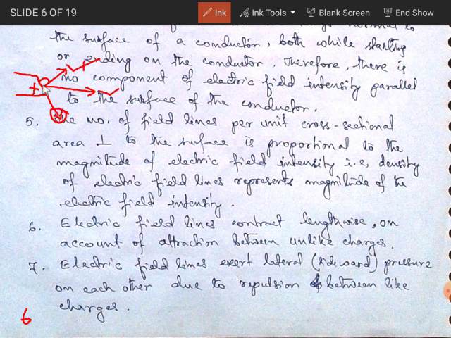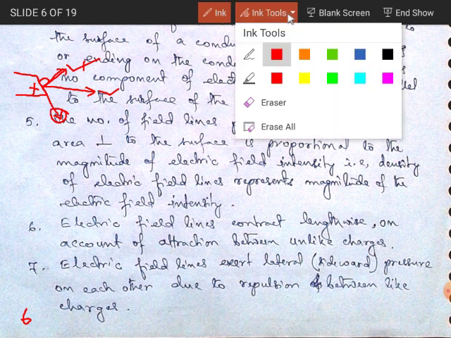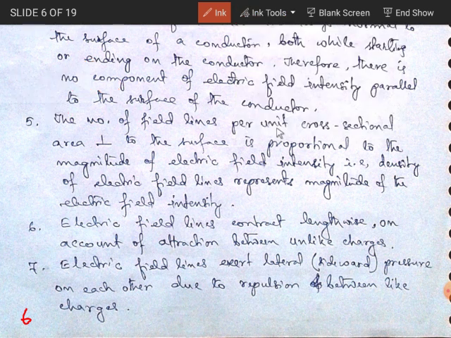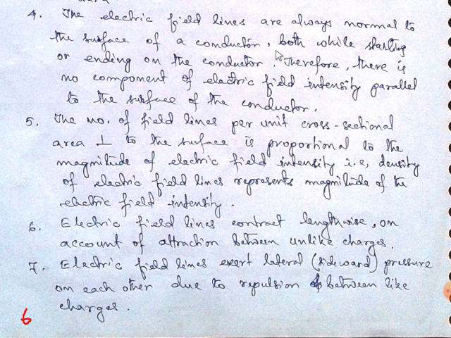But as electric field lines come out perpendicular to the surface, this component will not be there. Got it? The component parallel to the surface will not be there. And if you are asked why such electric field lines come out or go in perpendicular to the surface, then you have to say that as there is no component of electric field parallel to the surface of the conductor, your electric field lines come out perpendicular to the surface, right?